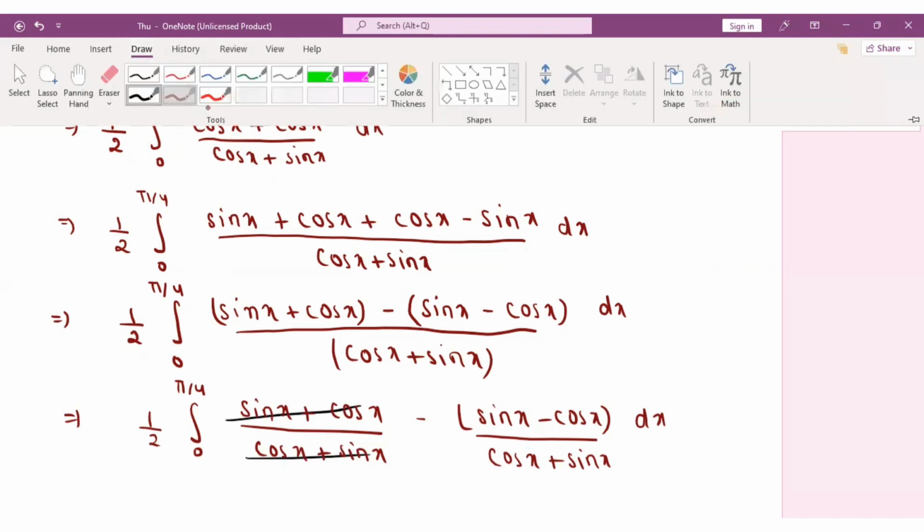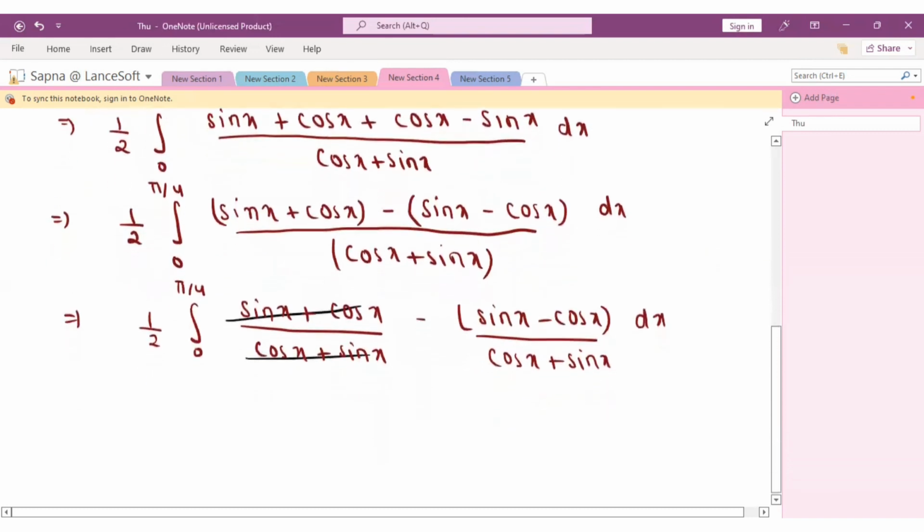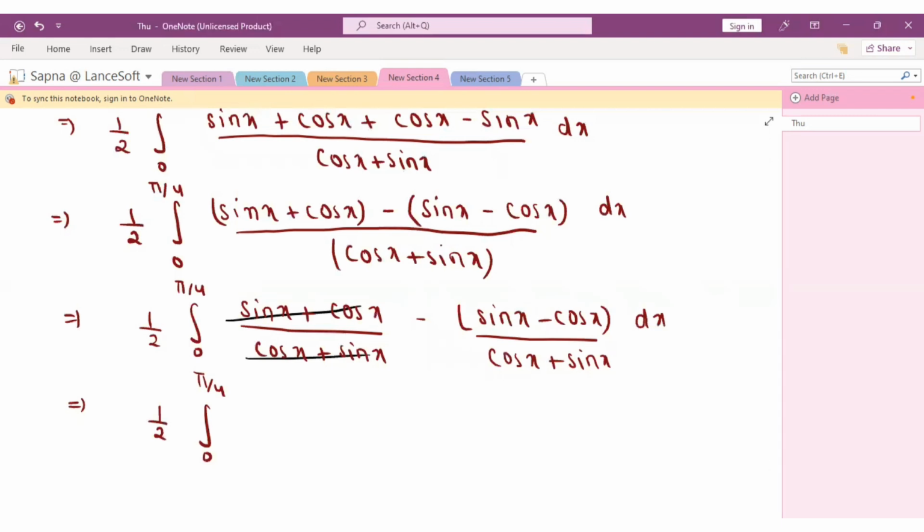We know that if we are having the same term in the numerator and the same term in the denominator, that will be equal to 1. So here you have to notice one thing: do not just cancel sin x plus cos x upon cos x plus sin x and forget it. Do not forget to write it down, because that value is basically 1, right? In the exam, this is one of the most important points. So, 1 minus, and then sin x minus cos x, writing the same thing as it is, upon cos x plus sin x dx.